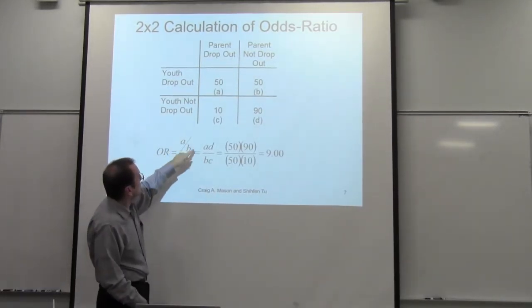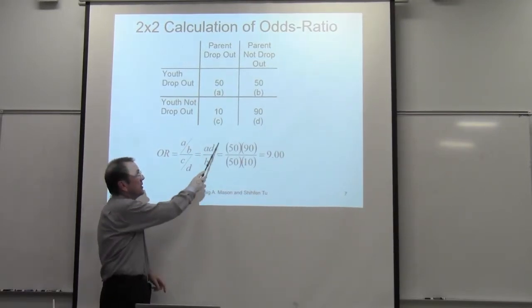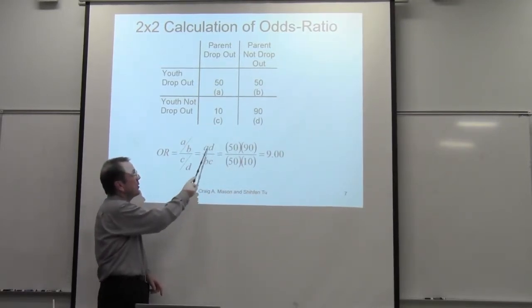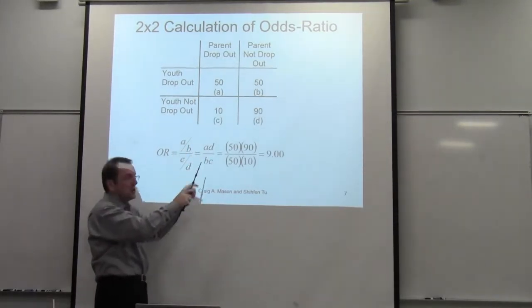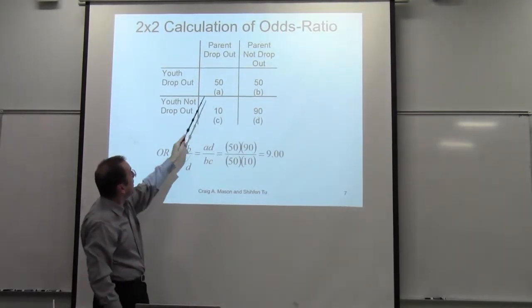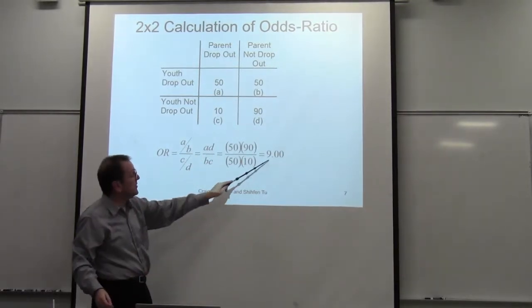If you do the cross math, you'll often see this formula showing up, which may seem weird. Why are you multiplying A and D? But it's just flipping the division around. And you end up with an odds ratio of 9.